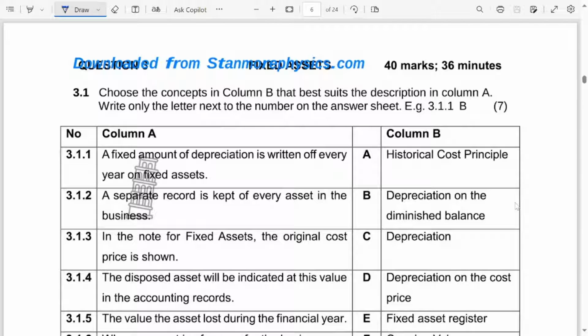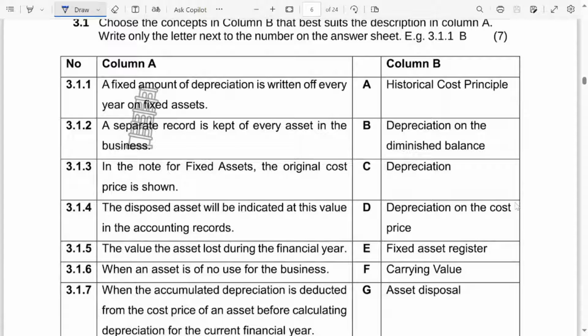They said, choose the concept in column B that best suits the description in column A. Write only the letter next to the number on the answer sheet. The first one, 3.1.1. A fixed amount of depreciation is written off every year on the fixed asset. So which one is that? If we look here, D, depreciation on cost. The depreciation on cost is also called the fixed installment method, or the straight line method. This depreciation does not change. It is always the same. So the answer for 3.1.1 is D.